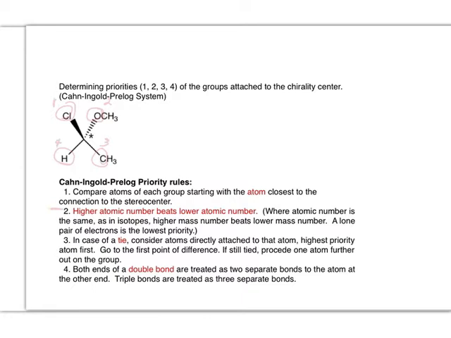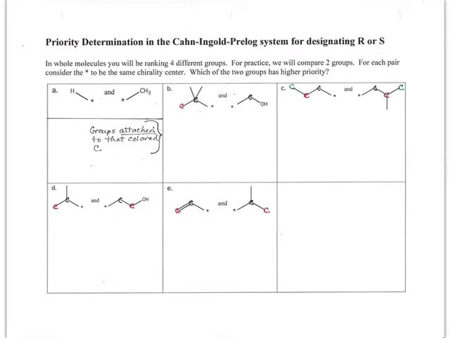And you see a lone pair is the lowest priority. So this would be higher atomic number is higher priority. Okay, we got that? Okay, so we're going to move on to the next system.